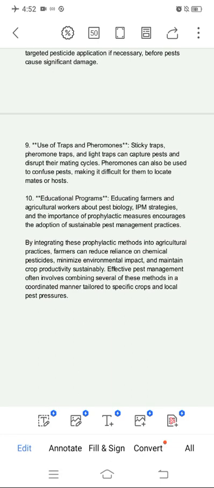Educational programs: educating farmers and agricultural workers about pest biology, IPM strategies, and the importance of prophylactic measures encourages the adoption of sustainable pest management practices. By integrating these prophylactic methods into agricultural practices, farmers can reduce reliance on chemical pesticides, minimize environmental impact, and maintain crop productivity sustainably. Effective pest management often involves combining several of these methods in a coordinated manner tailored to specific crops and local pest pressures.